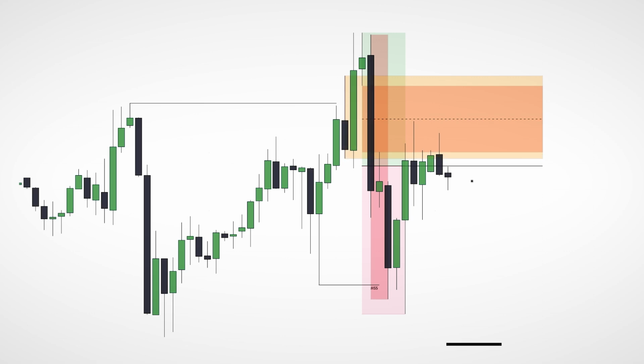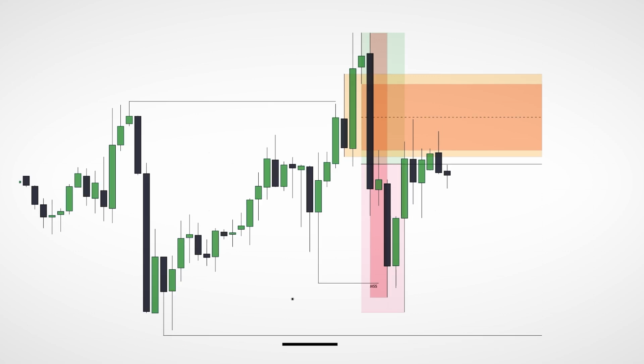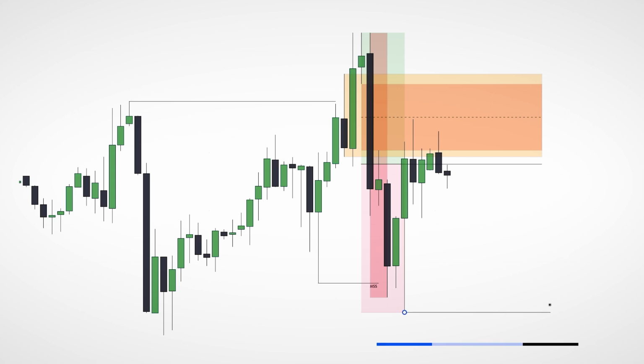Then I want to identify, is there a draw on liquidity inside the marketplace, which we can clearly see here that we do have this low as well as these previous. Then I want to identify, do we have areas of liquidity inside the marketplace, which we clearly do in the form of not only this low, but we also have the prior daily lows as well as clear points of liquidity inside the marketplace that the algorithm will most likely seek.